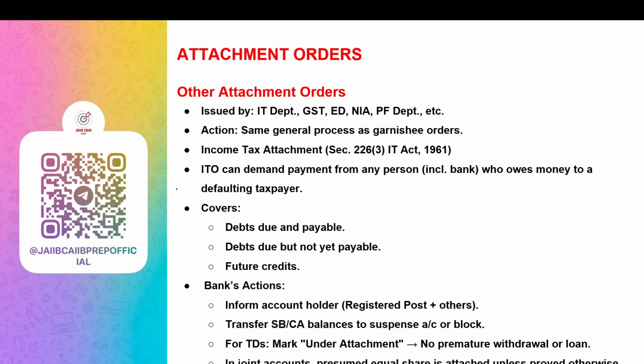What should the bank do? Again, the bank will follow the same procedure as for the garnishee order. The bank will record the date and time and inform the account holder. If funds are in a fixed deposit, no premature withdrawal or loan against the FD should be allowed. For joint accounts, the default assumption is that both holders own an equal share unless there is proof otherwise.